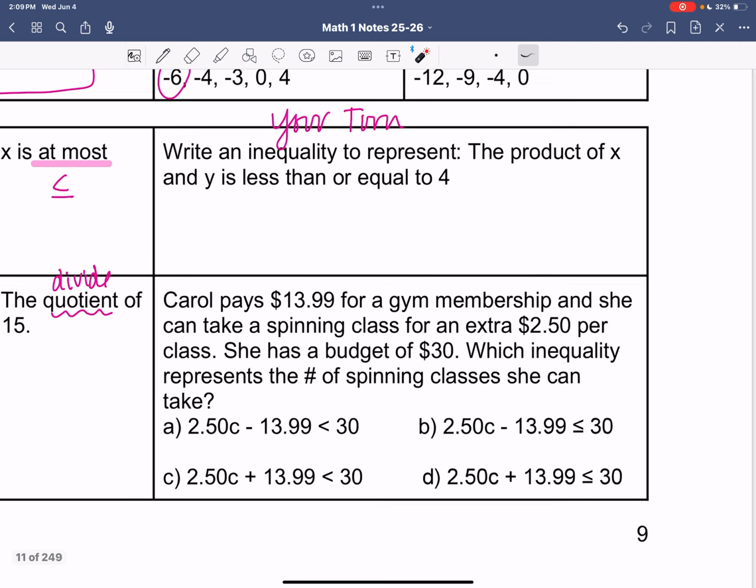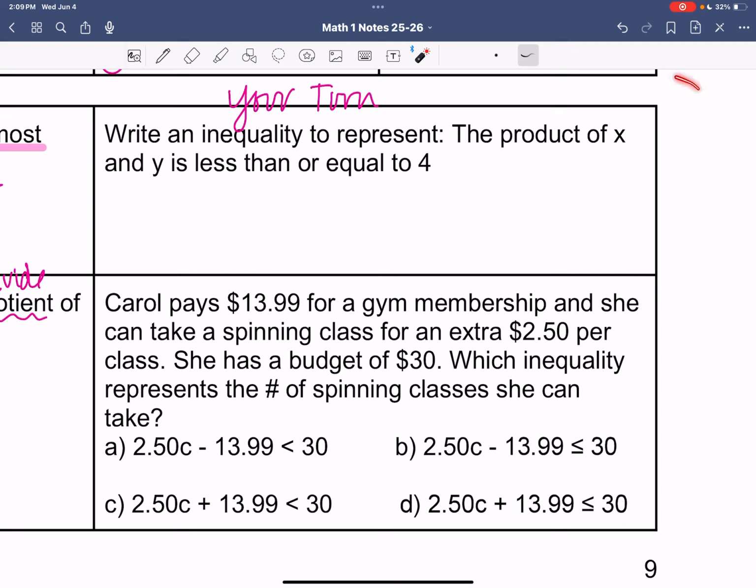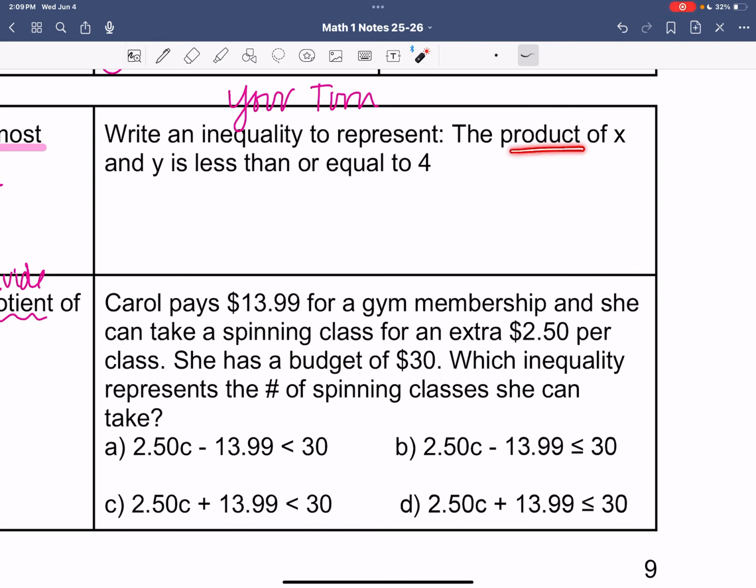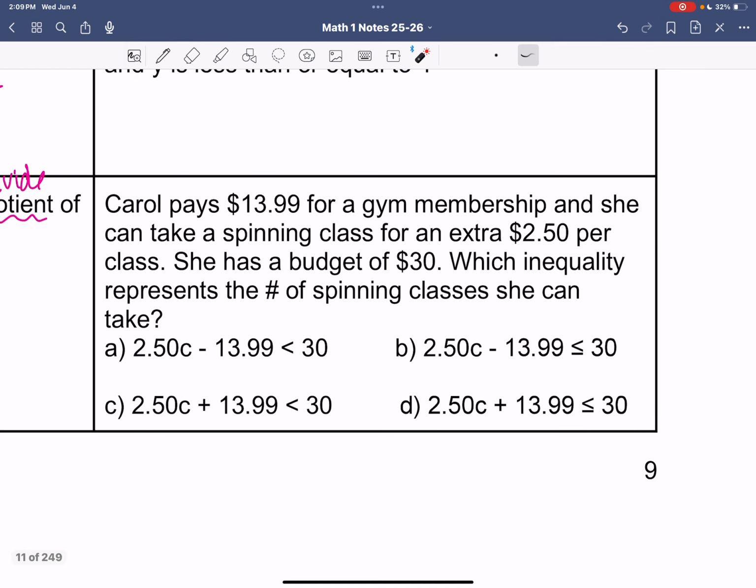All right, now your turn. You're going to try these, and for these, just remember when you're talking about product, you're going to multiply. The product of x and y is less than or equal to, so there's your symbol. So that one tells you straight out exactly what it is. So go ahead, write that out, and we'll check our answers.